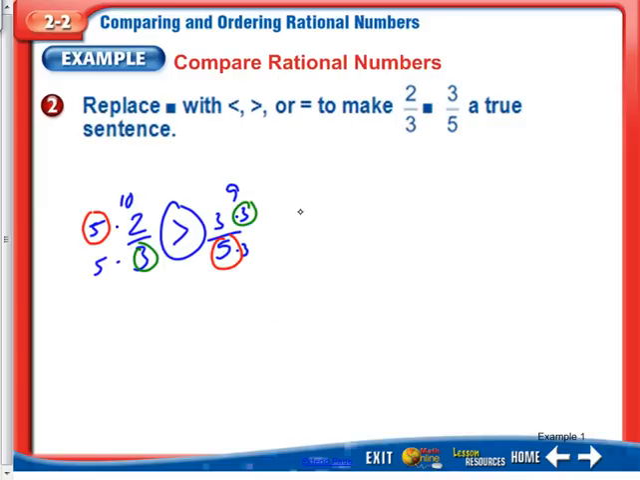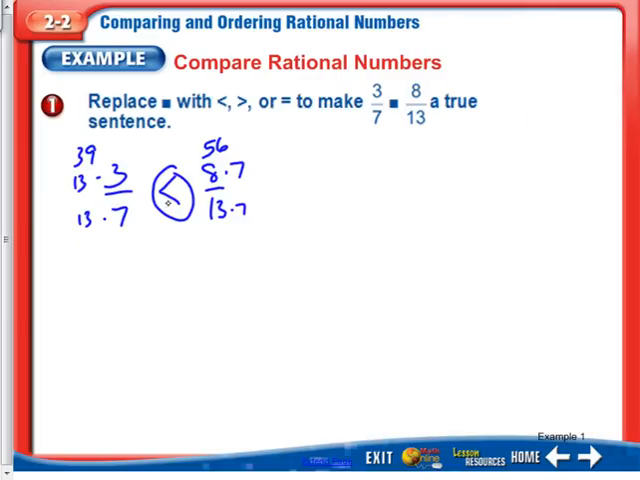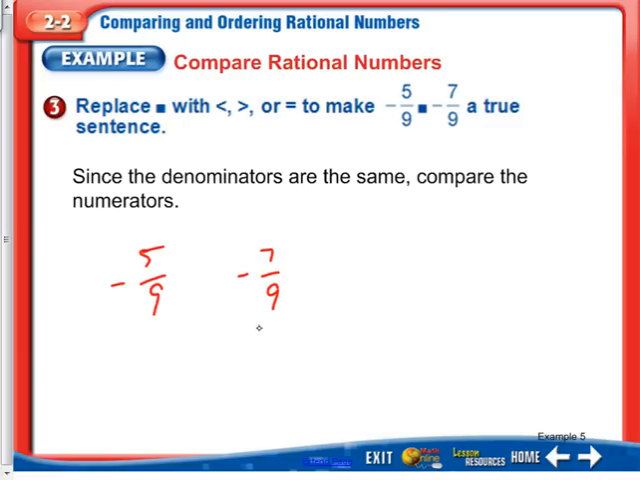All right, what we were doing before is we were making the denominators the same. By doing this multiplication of 5, essentially we were multiplying 3 times 5 to get a denominator of 15. We were making the denominators the same. Here we were making the denominators the same, 13 times 7 is the same as 13 times 7. But now we already have 9 as the denominator, so we don't need to do anything else.